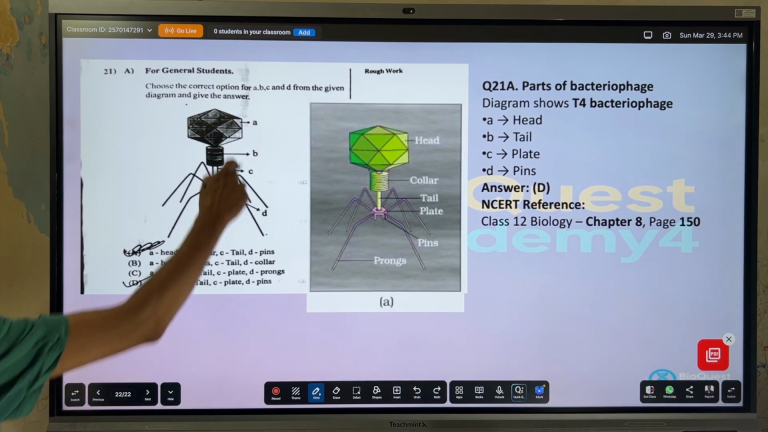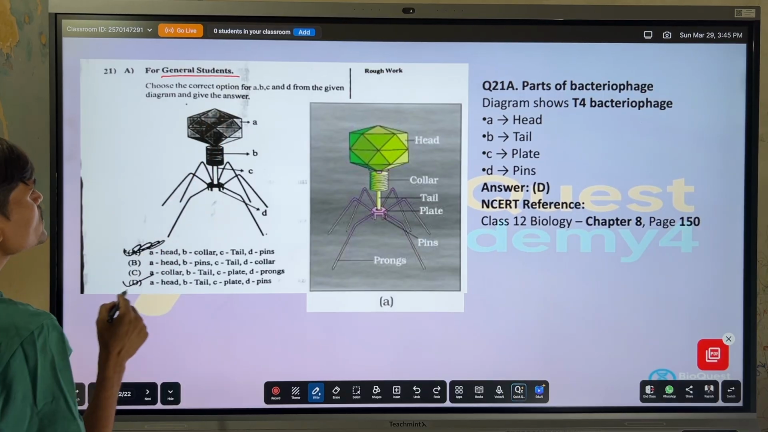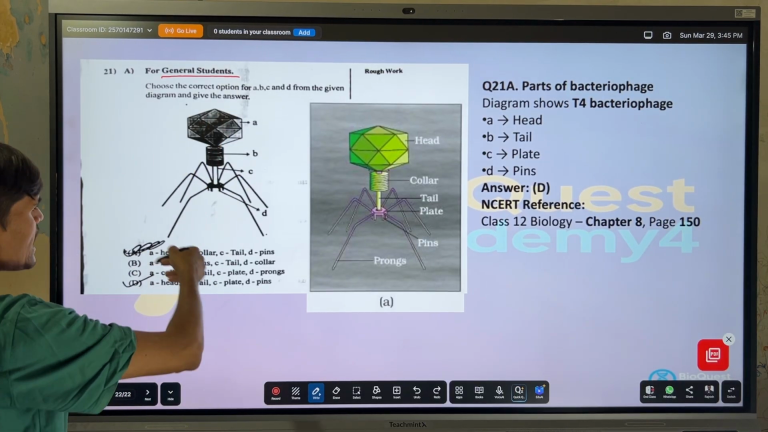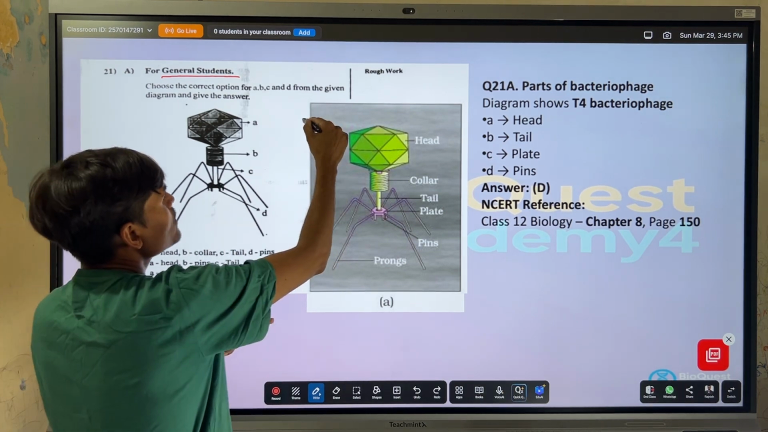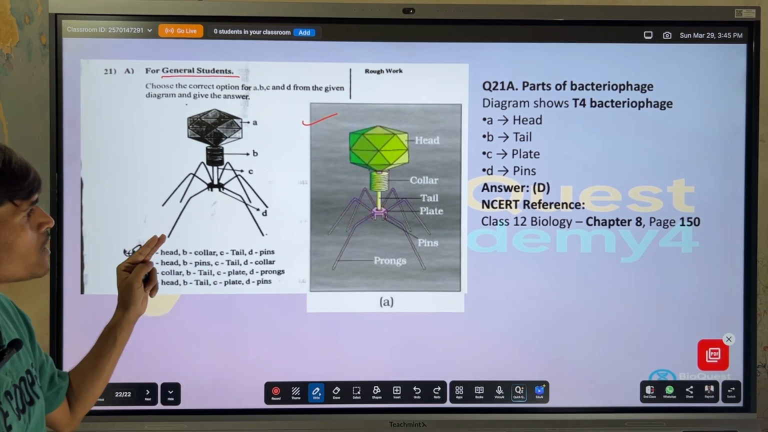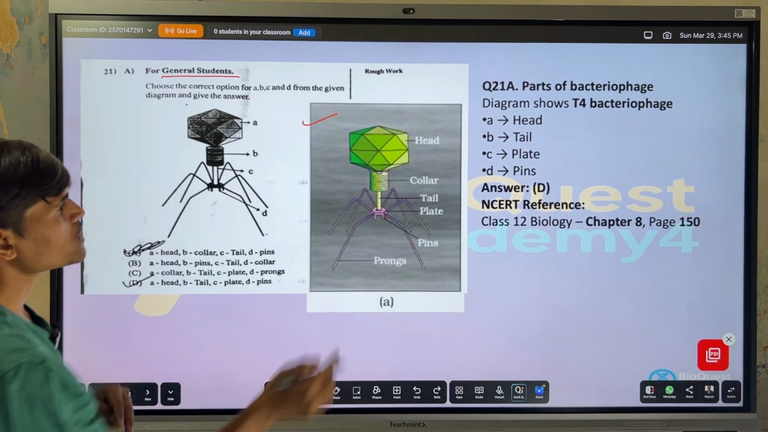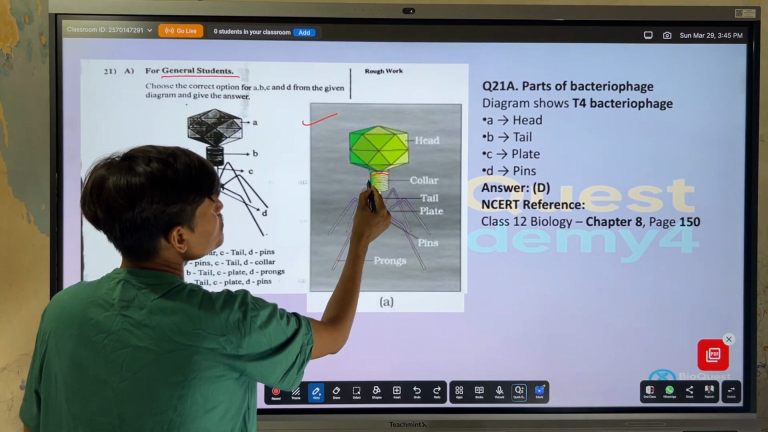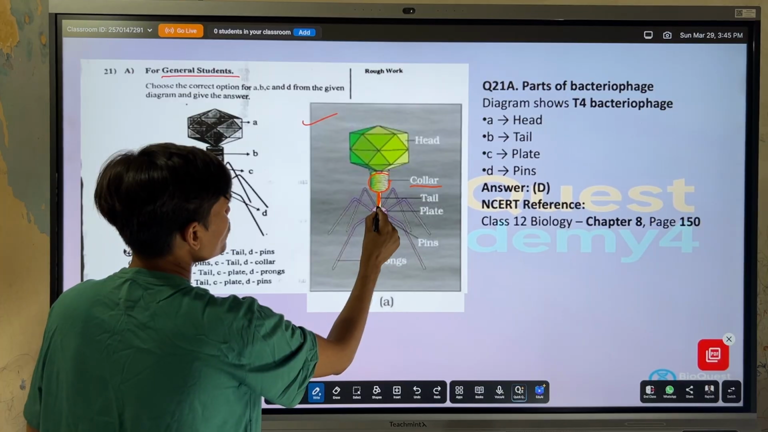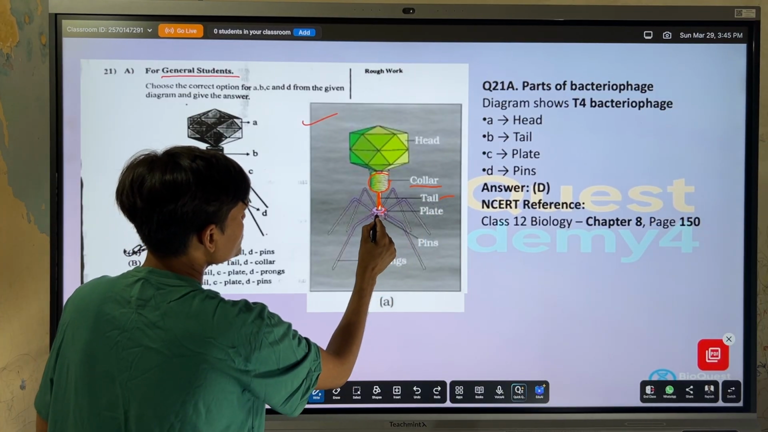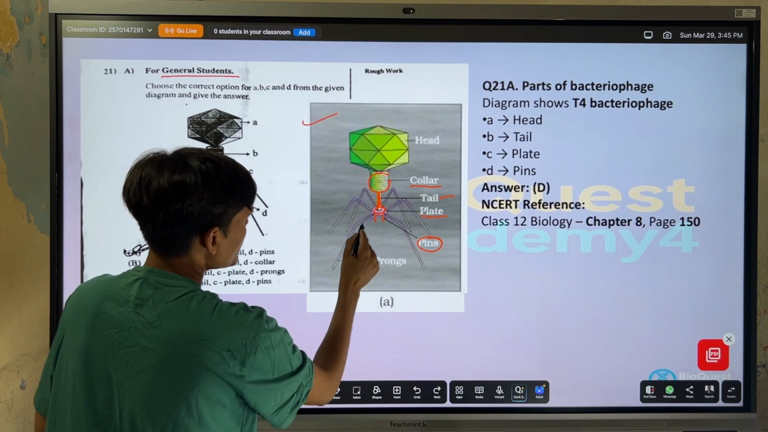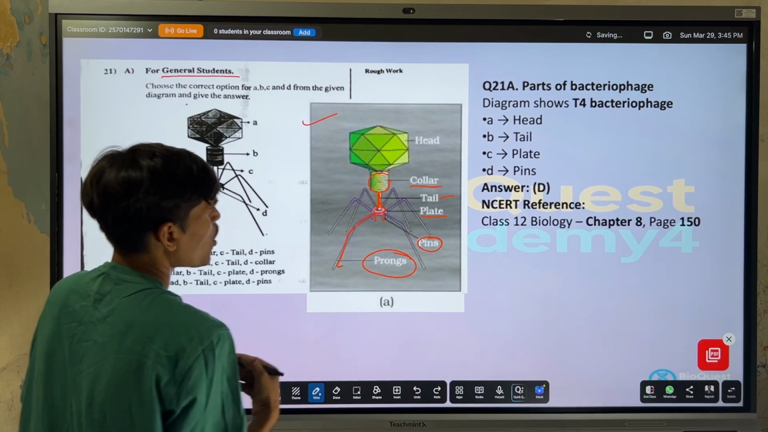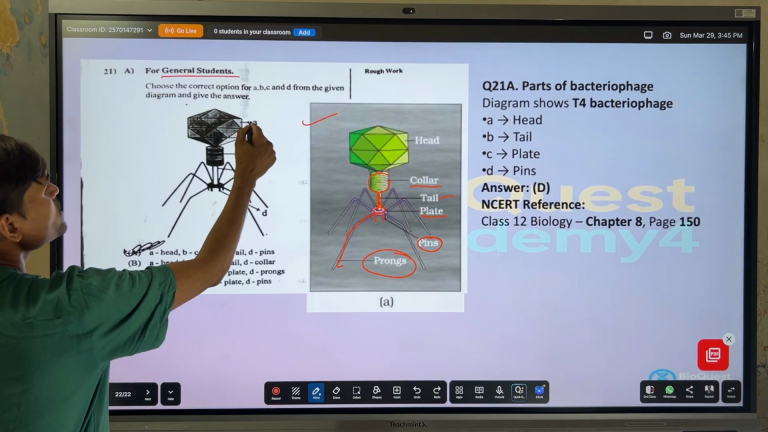Question 21, this is for general students. See the diagram and nomenclature it. This is again a diagram based question. What is this portion? Head. This portion is collar. This portion is tail. This portion is plate. And this portion is pins. And these are prongs. Simply, you just need to write.